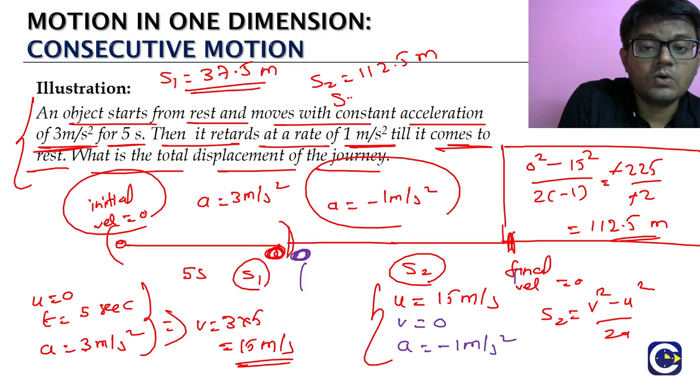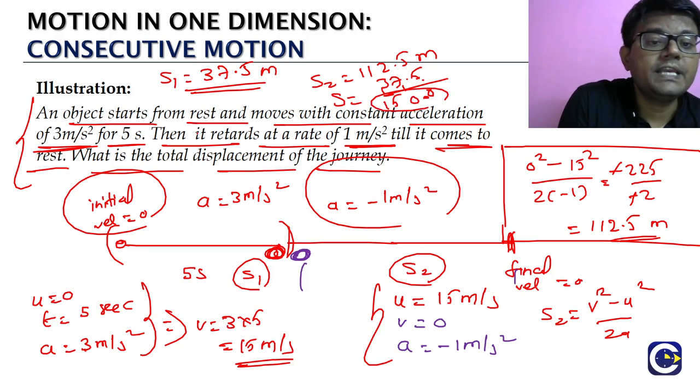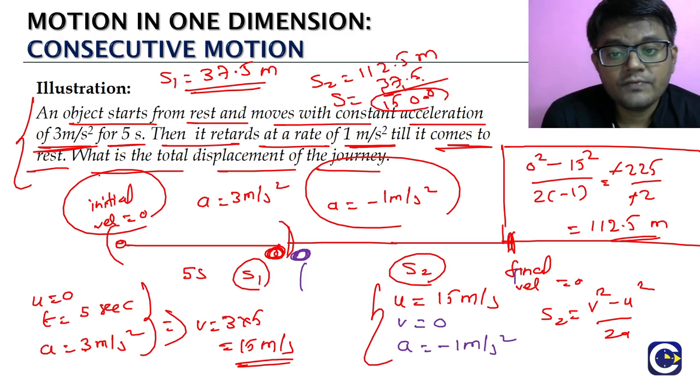S1 is 37.5. So what is the overall displacement? It is 37.5 plus 112.5. Just add both of them. When you add both of them, what will we get? 5 plus 5 is 0. We'll get 150 meters. What is the overall displacement of the journey? It will be 150 meter.